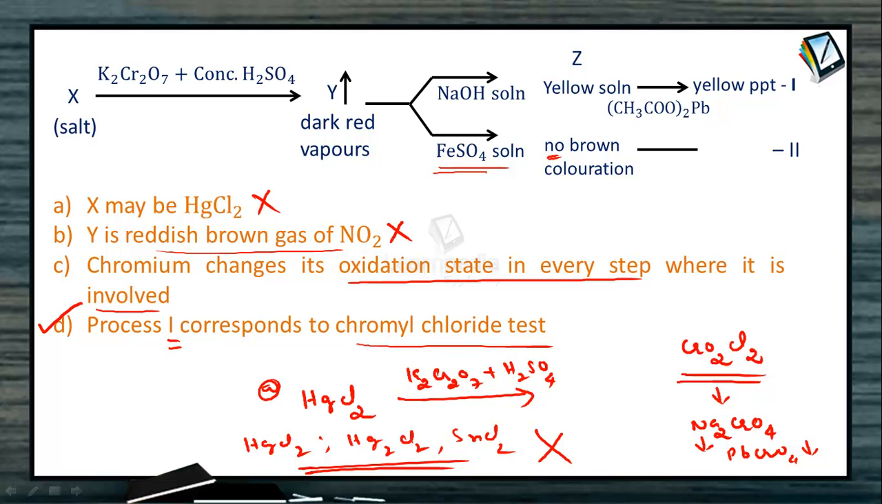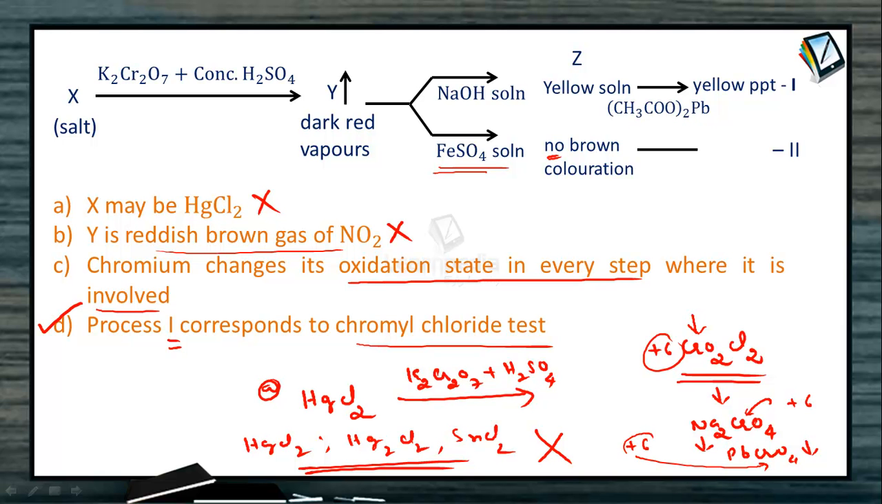Chromium changes its oxidation state in every step where it is involved. So we need to know the products formed; otherwise, how do you find out whether the oxidation state changed or not? In the first step, chromium is plus 6 in potassium dichromate. In chromyl chloride also, chromium exhibits an oxidation state of plus 6. In sodium chromate also, chromium is plus 6, and in lead chromate also, chromium is plus 6.